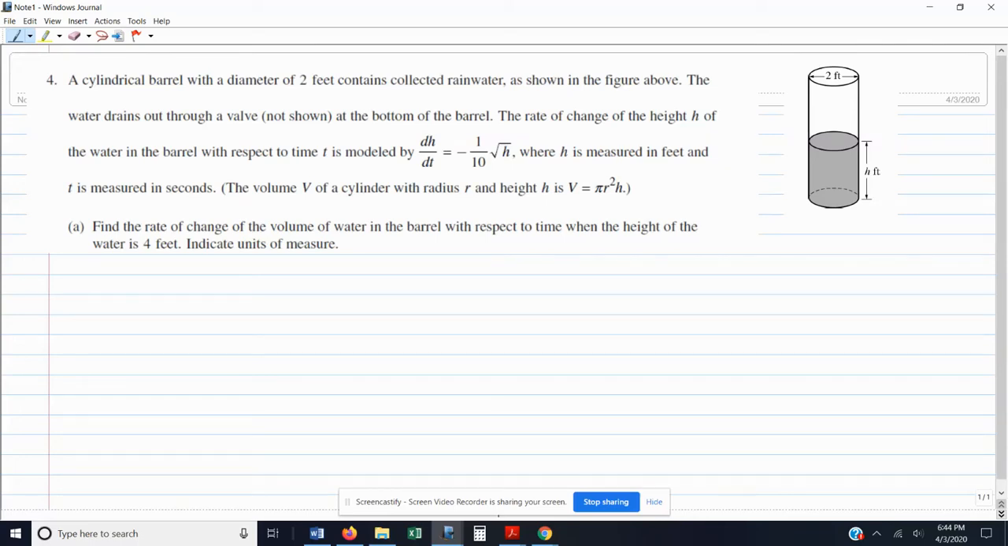Hey everyone, this is number 4 from the free response section of the 2019 exam. This is from the no calculator section. And this is just part A.